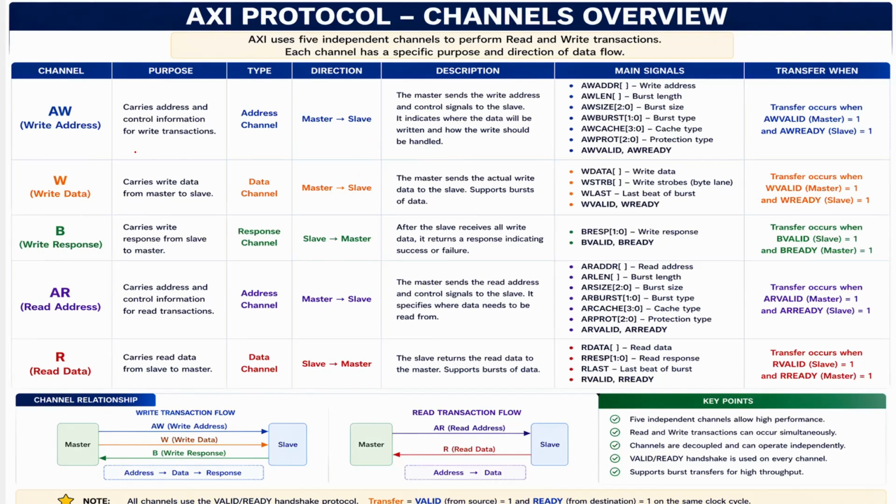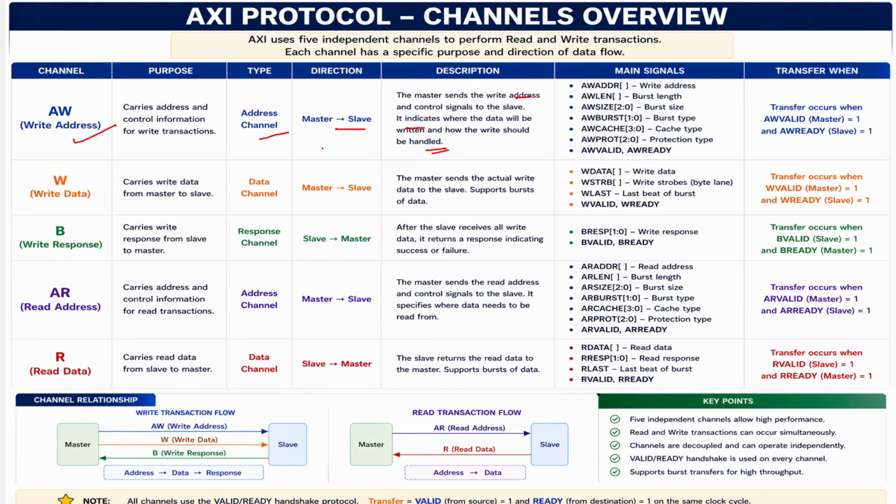Already I have explained the write address channel. What is it doing here? The write address channel carries the address and control information from master to slave. What is the description of the write address channel? The master sends the write address and control signals to the slave. It indicates where data will be written and how the write should be handled.